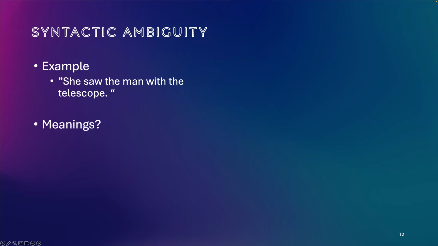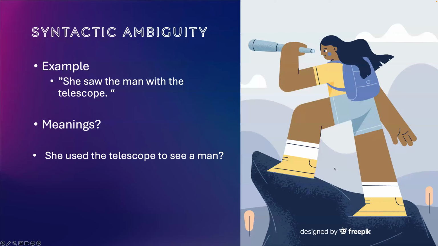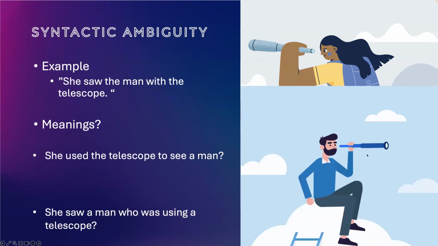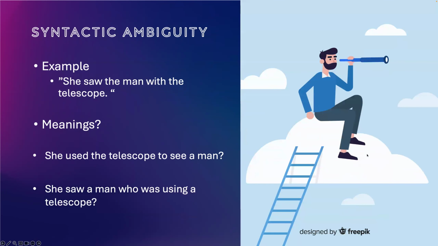This will be relevant in a minute, you will see. So what can this mean, right? It can be interpreted in two ways, basically. First, she used a telescope to see a man. And another one would be she saw a man who was using a telescope. So which one of them could it be?